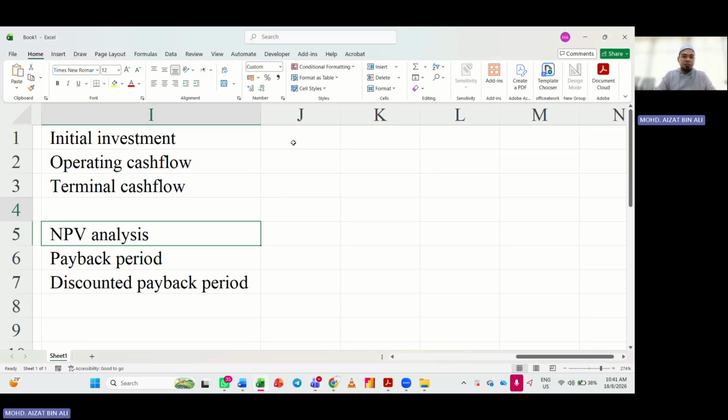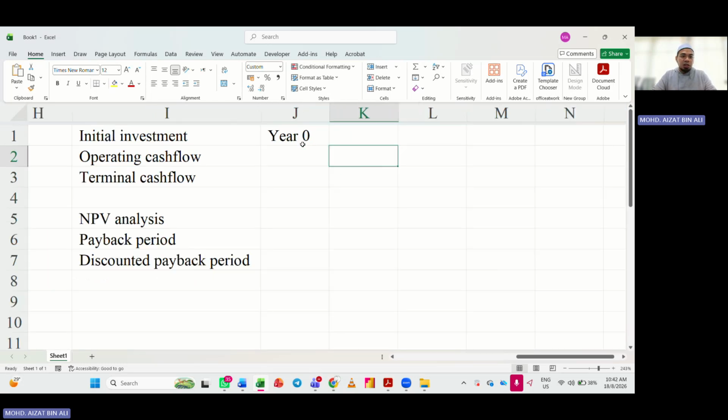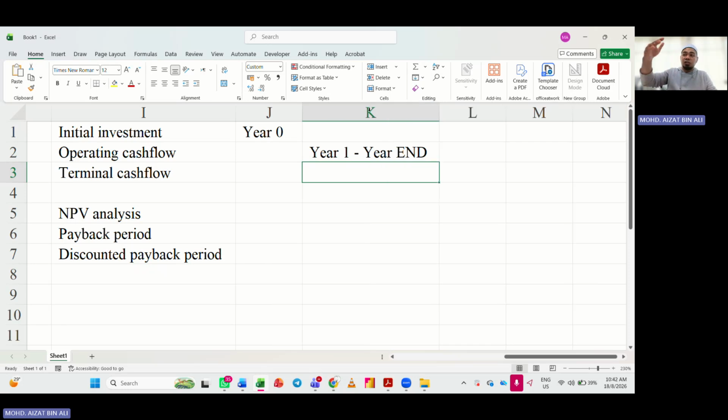For the initial investment, please understand that we do this analysis before we start taking any projects. Meaning to say, all these things, especially the initial investment, happen in year zero. Operating cash flow is basically projected. It's not actual cash flow, we just make a projection. It will start from year one until the final year of the project.